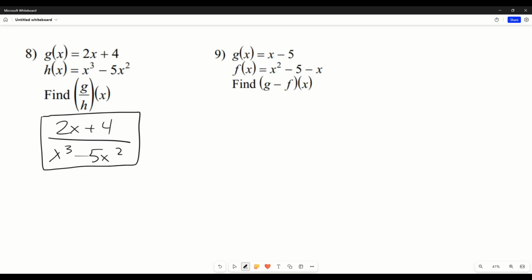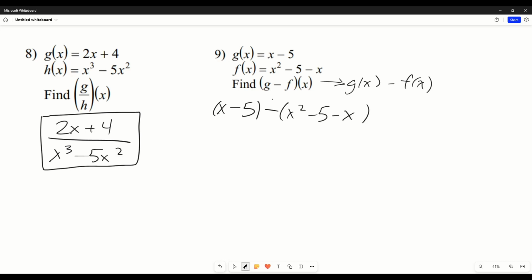For question 9, we're going to find g minus f of x. You could think of this as g of x minus f of x. This is rewritten to make it less confusing. So this is what it's equivalent to. Let's just plug it in. We have x minus 5 minus, in parentheses, x squared minus 5 minus x.